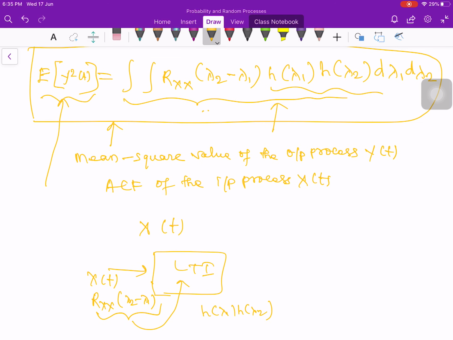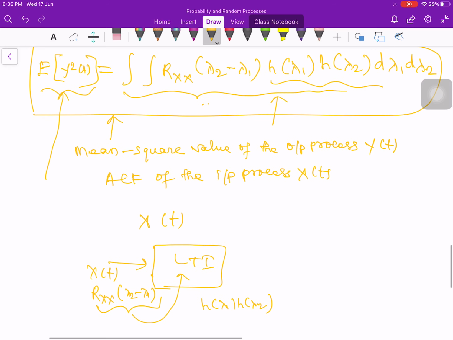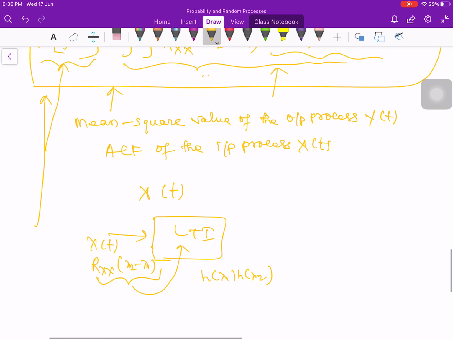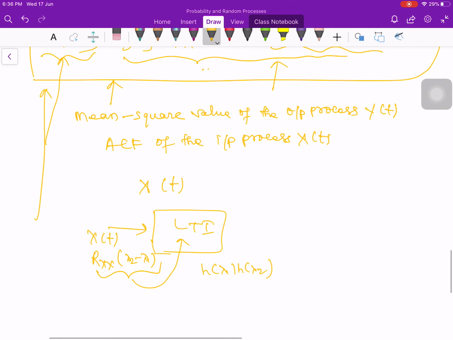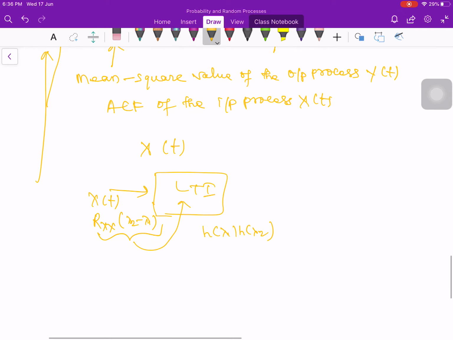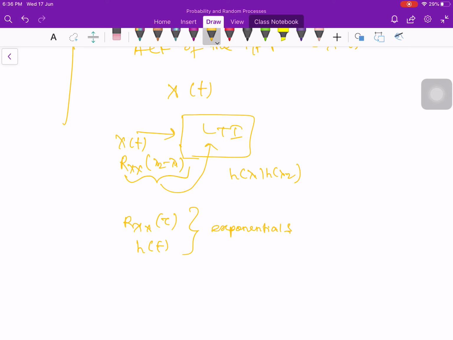So it cannot be simplified further, unfortunately. This expression you can even simplify, but it is very difficult. Although this is usually not difficult to evaluate, since both Rxx of tau and h of t are likely to contain exponentials. Whenever you find Rxx of tau or h of tau, these are all exponentials. Therefore, it is frequently very tedious to carry out the details.